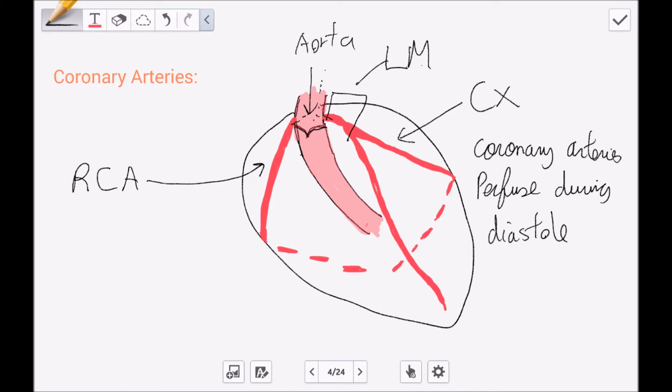And the other one is the left anterior descending, which is this one over here, right? So all the way to the front of the heart. Left anterior descending. We're going to put LAD just for reference and short form.